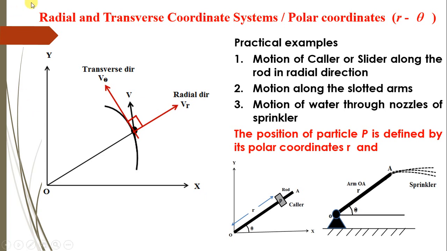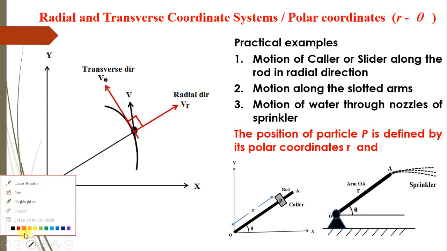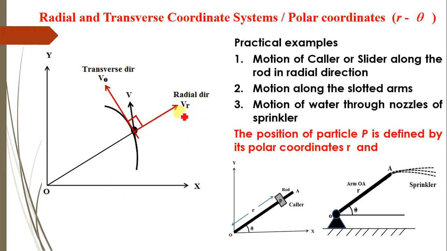So the radial and transverse coordinate system is also called the polar coordinate system, as r and theta. Now here, considering a particle moving along a curved path, this will be the radial direction from the radius from the origin O. In this direction, the component of velocity is called the radial component of velocity Vr, and perpendicular to that the transverse component is called V theta, where V is the resultant velocity.